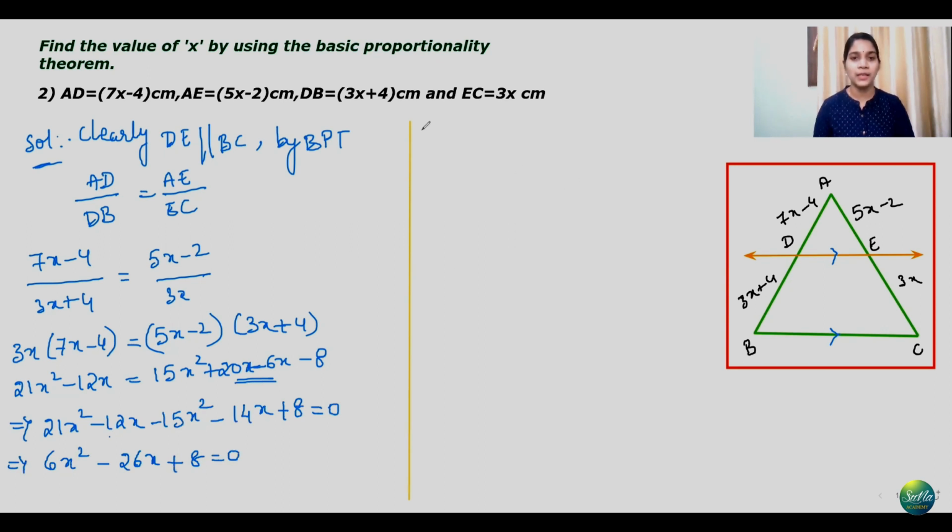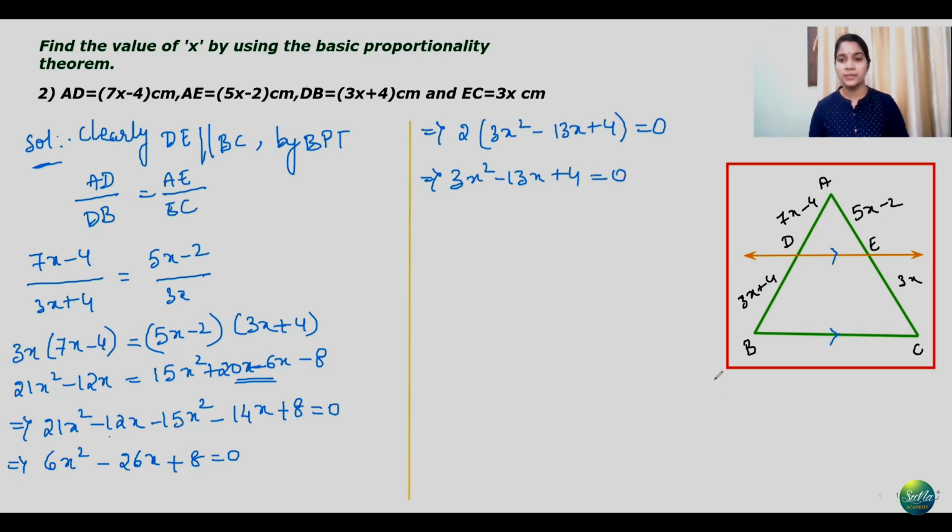So from here, I can take out 2 as a common factor for the entire equation. So 2 into 3x square minus 13x plus 4 is equals to 0. So here I cannot make 2 as equals to 0. So that will make the other factor 3x square minus 13x plus 4 is equals to 0.